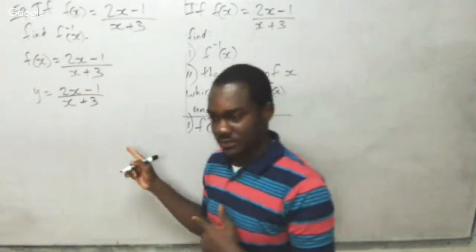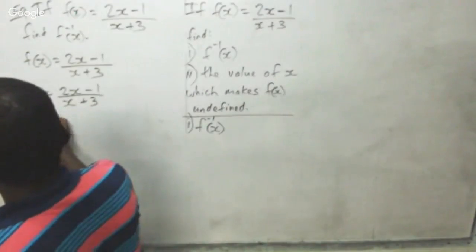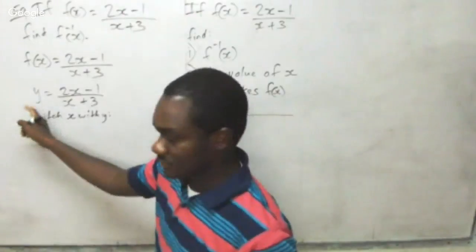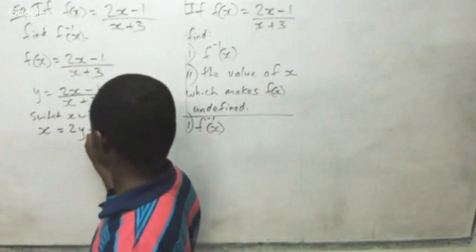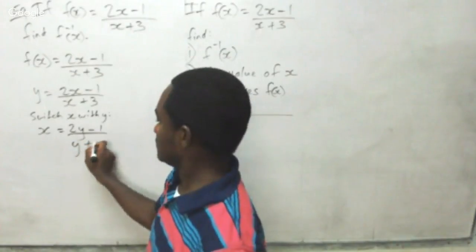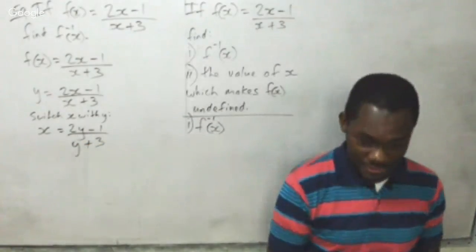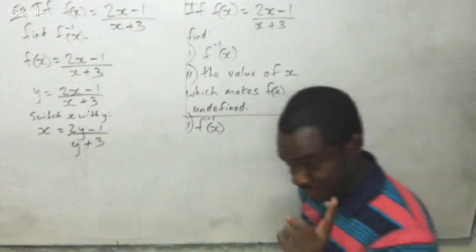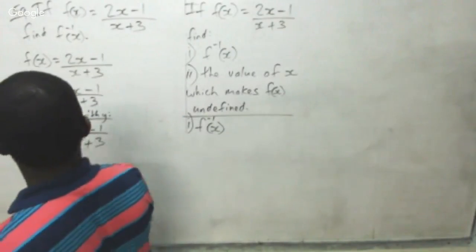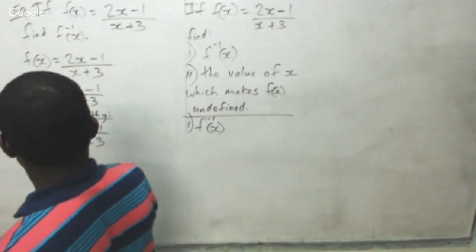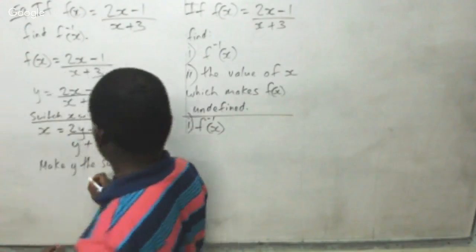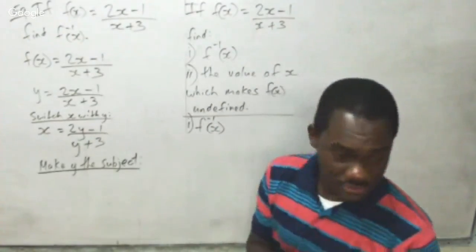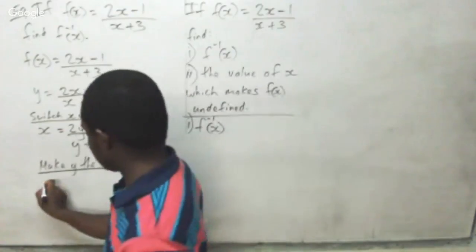Then the next step is the what? The switch. Switch x with y. So instead of y, we're going to have x. So x is equal to 2y minus 1 divided by y plus 3. Then cross multiply with this one. What is your objective? To make y the subject. That is your objective. Don't forget that. So x could be written as x out of 1.